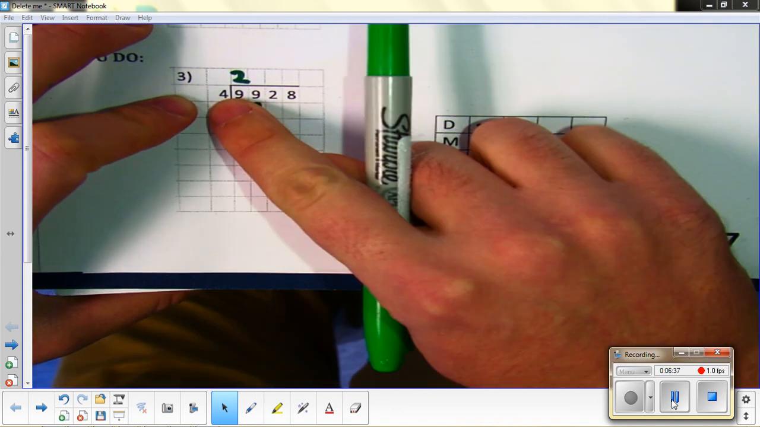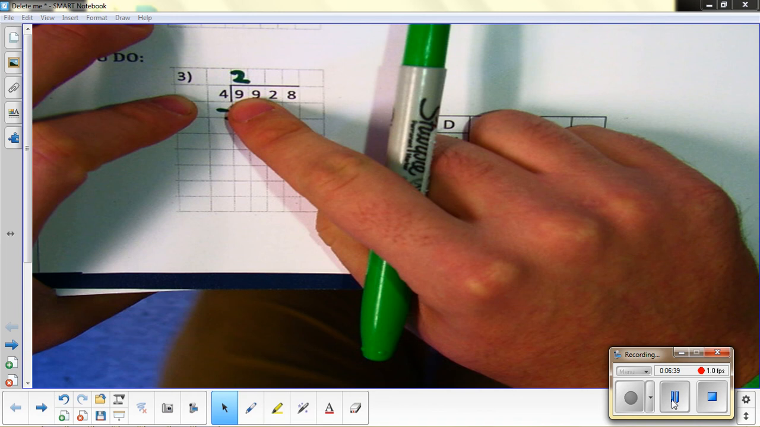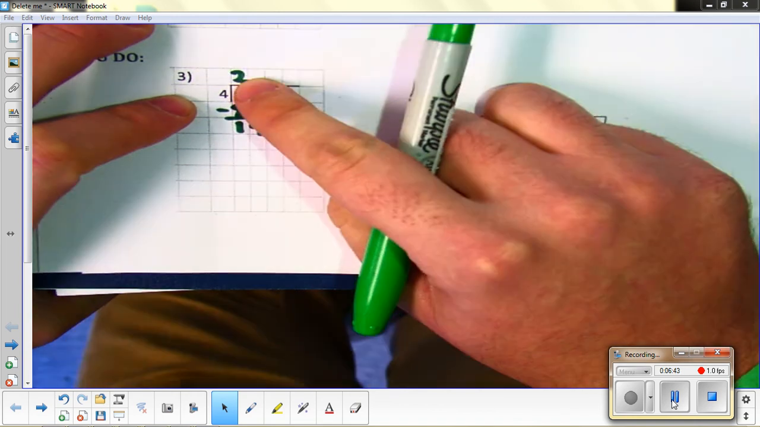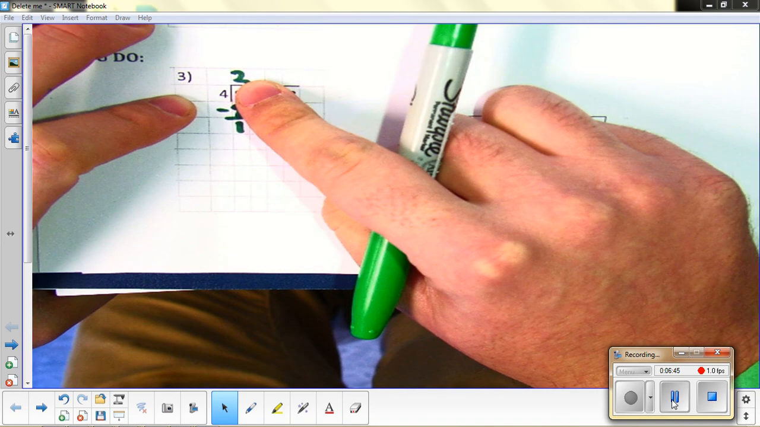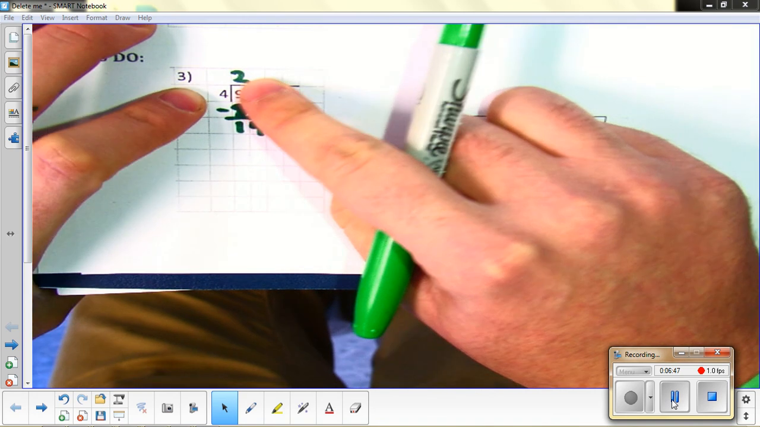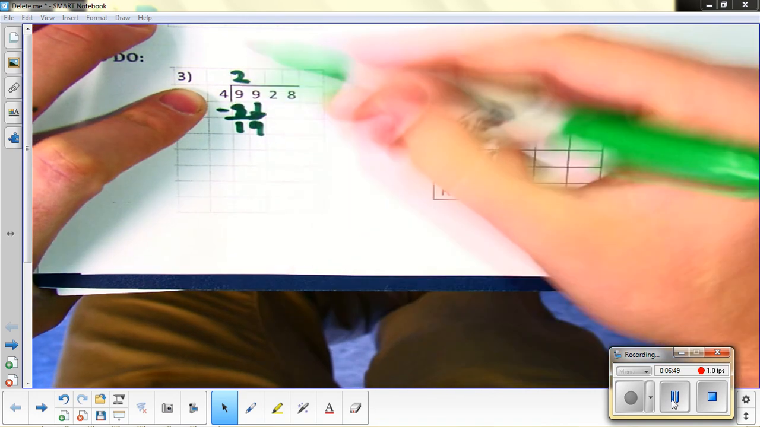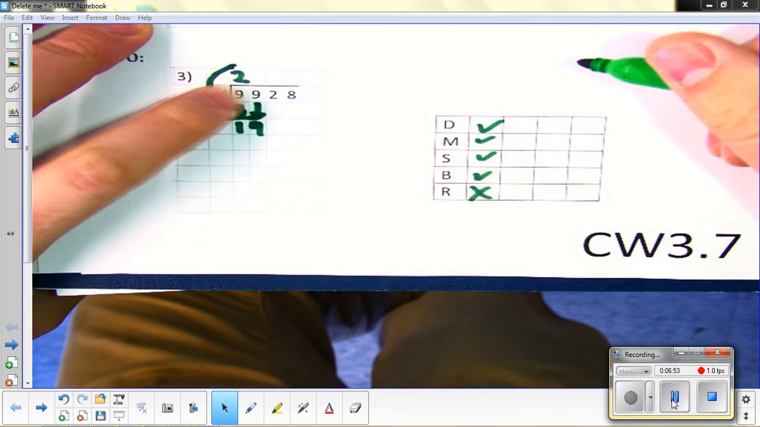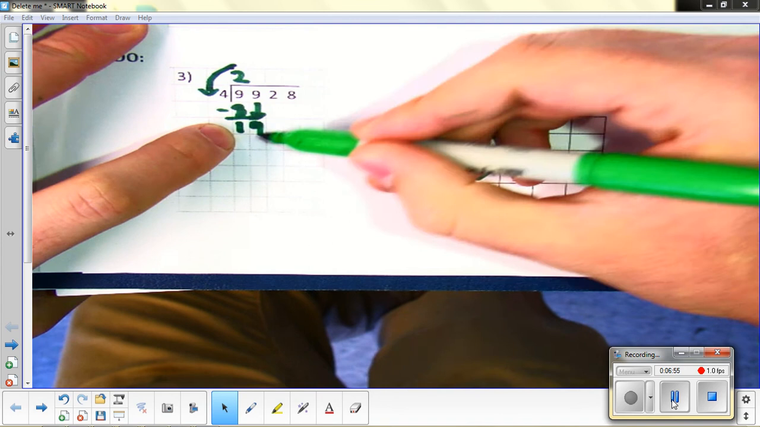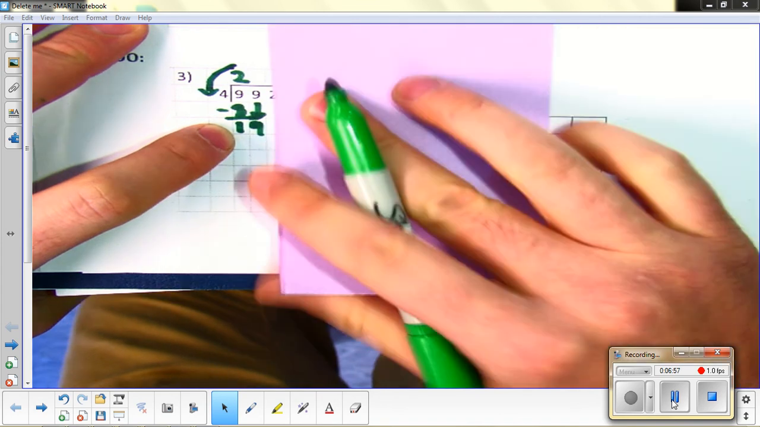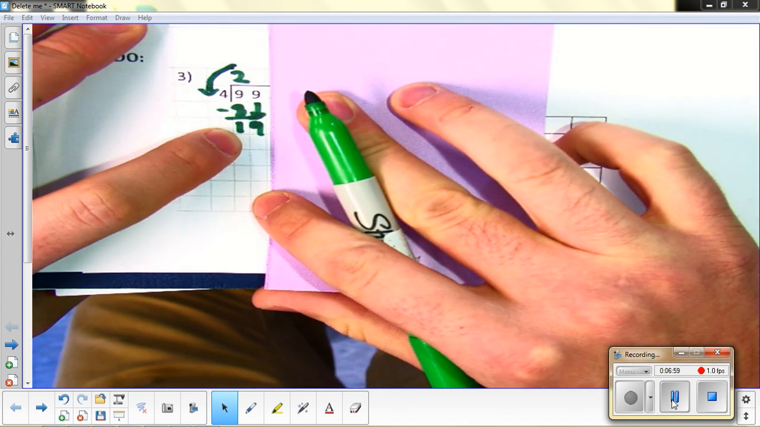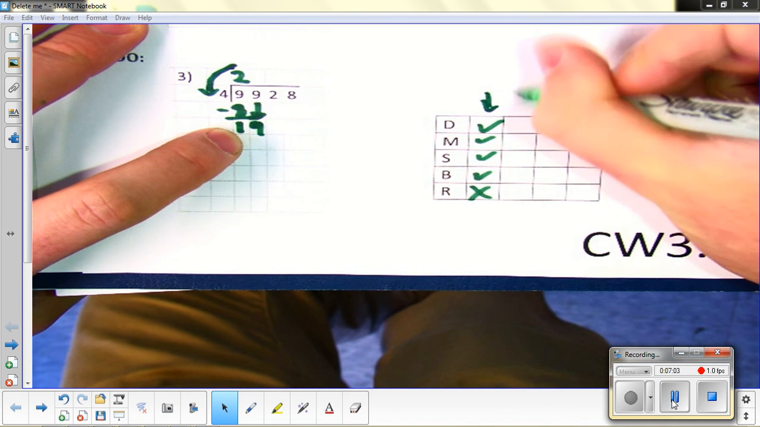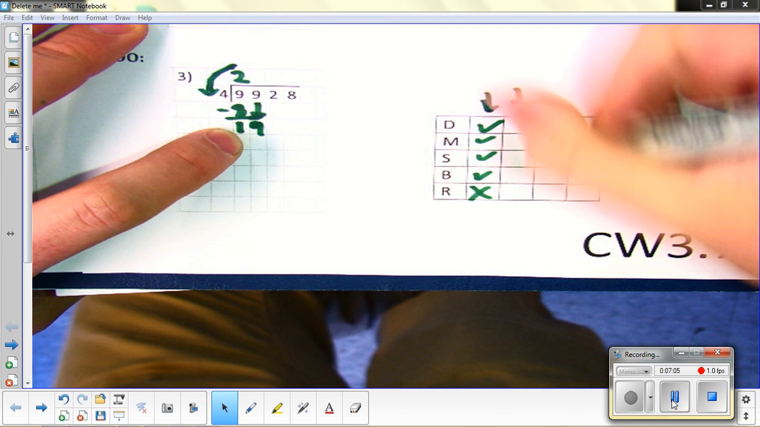Notice that the 4 does go into the 9. It goes into the 9 twice. So there's actually a 2 in that first space. We've usually put a 0 there, but there's a 2 there. 2 times 4 is 8. 9 minus 8 is 1, and I bring down the 9. Now this is 4 fits into 19 how many times? Finish the second row and unpause the video to check.